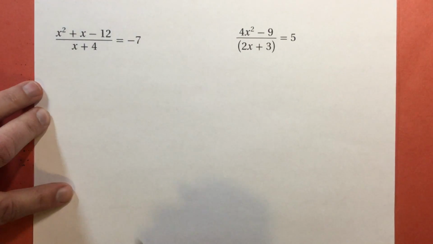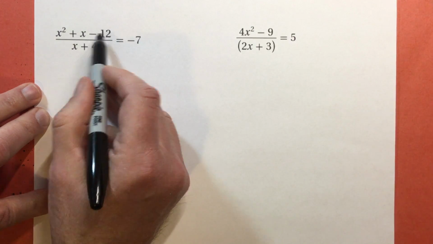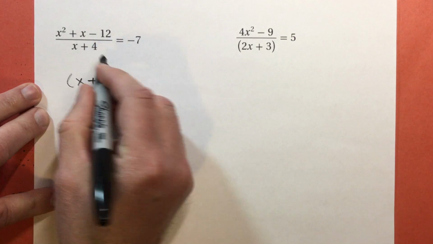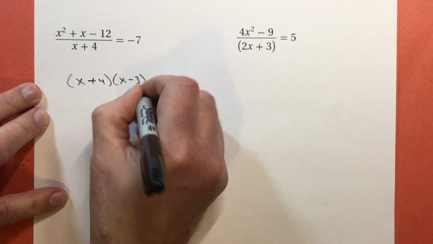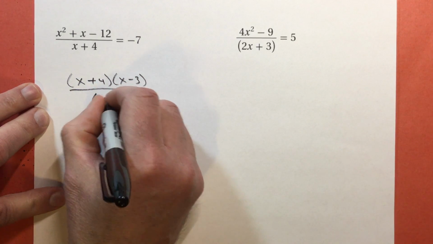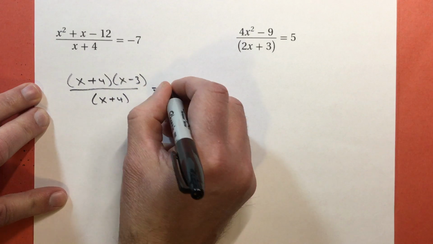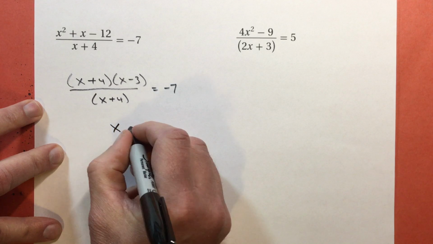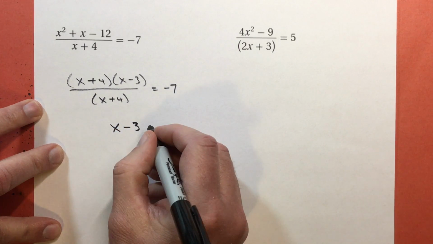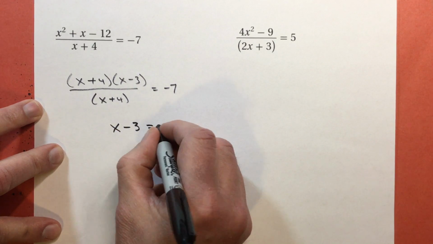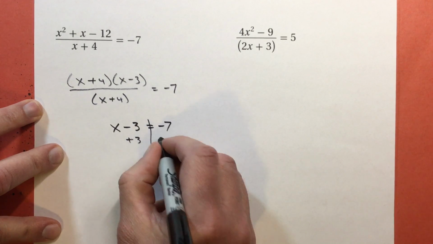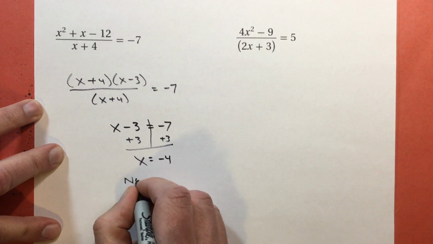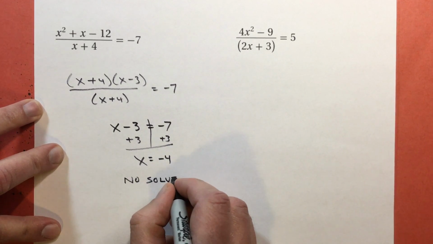Let's do a couple more here. What two numbers multiply to give negative 12 but add to give 1? That's going to be x plus 4, which looks like that, times x subtract 3. The x plus 4s are going to reduce, cancel, or whatever, simplify, sorry. Add 3, and I get x equals negative 4, but guess what? One more time, no solution.